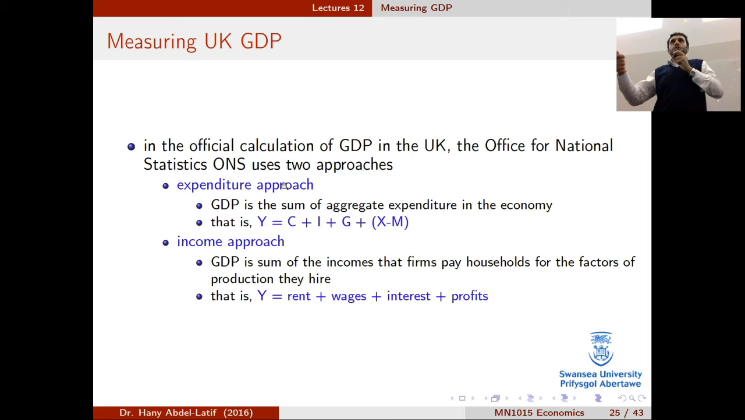So, what are these expenditures? Consumption, investment, government expenditure, and net exports. So C plus I plus G plus X minus M.